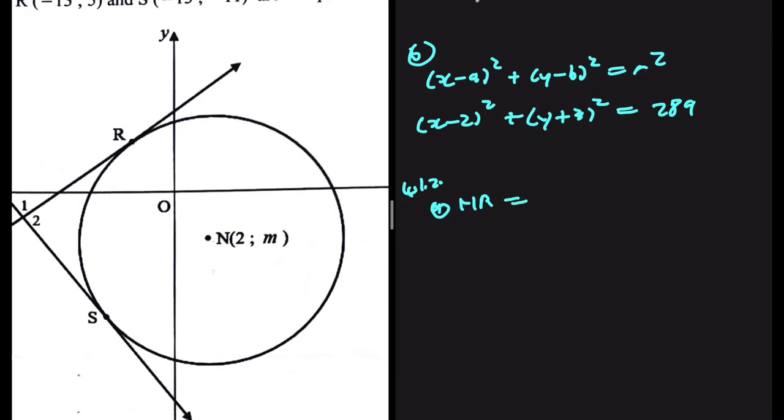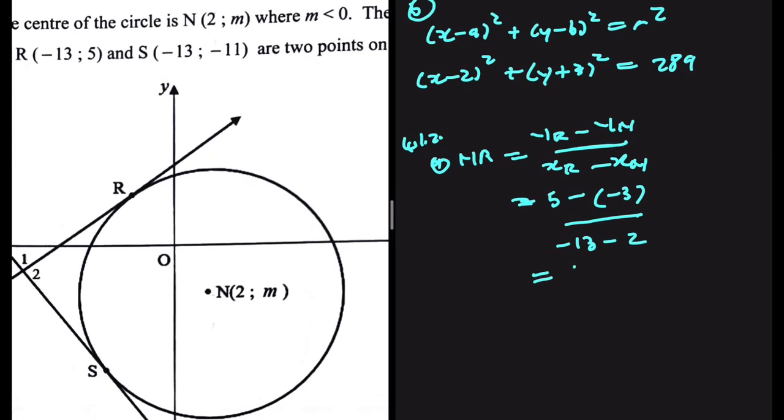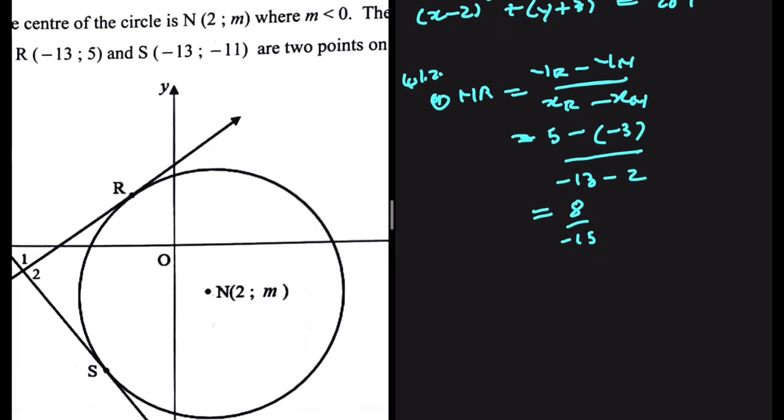So NR will be equal to, let's say, y of R minus y of N divided by x of R minus x of N. So what is y of R? That is 5. And y of N is the value of M, which is minus 3. Everything divided by x of R, which is minus 13, minus x of N, which is 2. NR is equal to 8 divided by minus 15. And just like that, we have the gradient of NR.